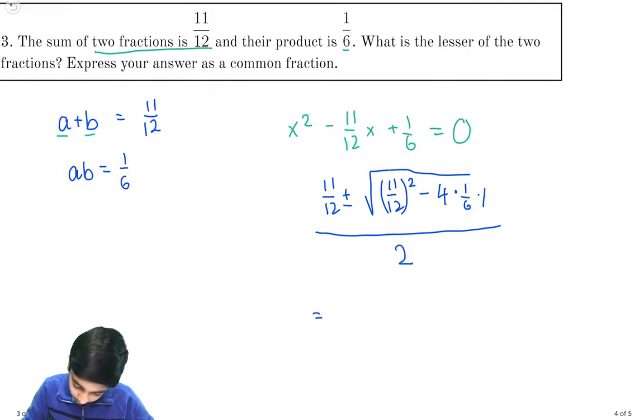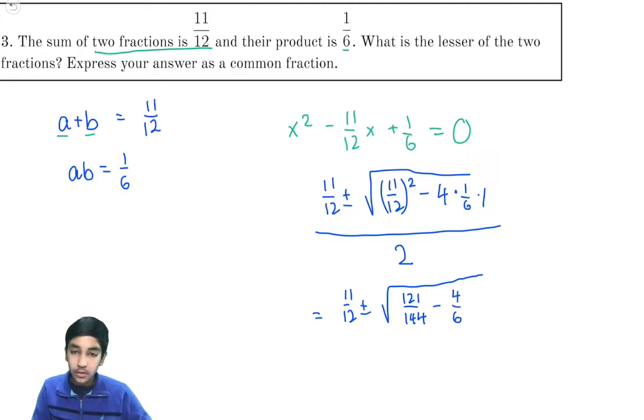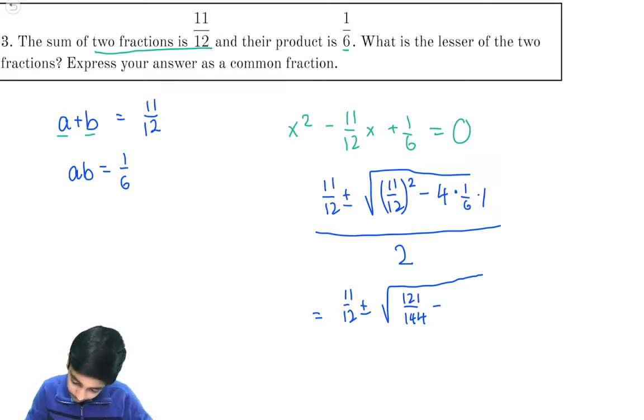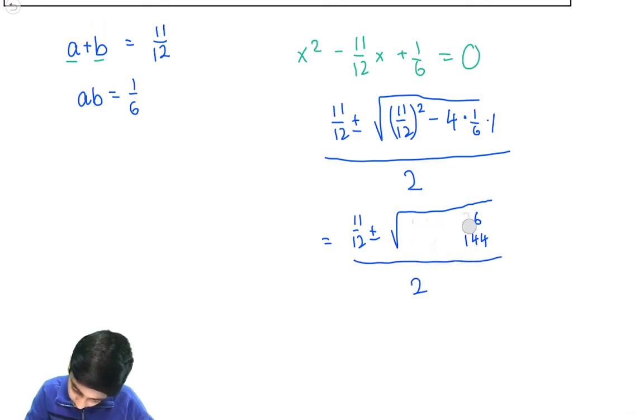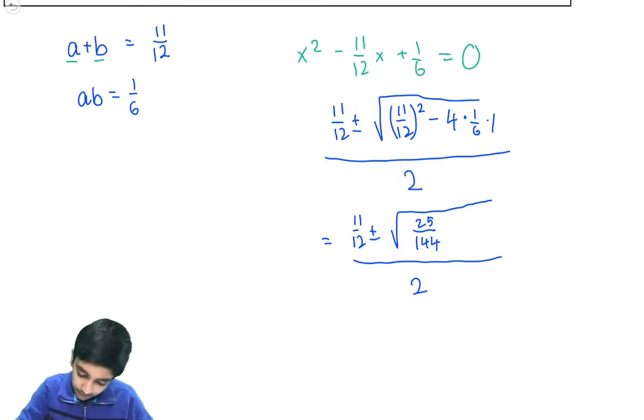So it's going to be equal to 11/12, of course, plus or minus the square root of 121 over 144 minus 4/6. But 4/6 we can multiply the numerator and denominator by 24 to get 96 over 144. We just converted it to one denominator, divided by 2 again. And then we can simplify this expression in the middle to get 25 over 144. So this is just 25 over 144 in the middle here. And then we can simplify this to get that this will be just 5/12.